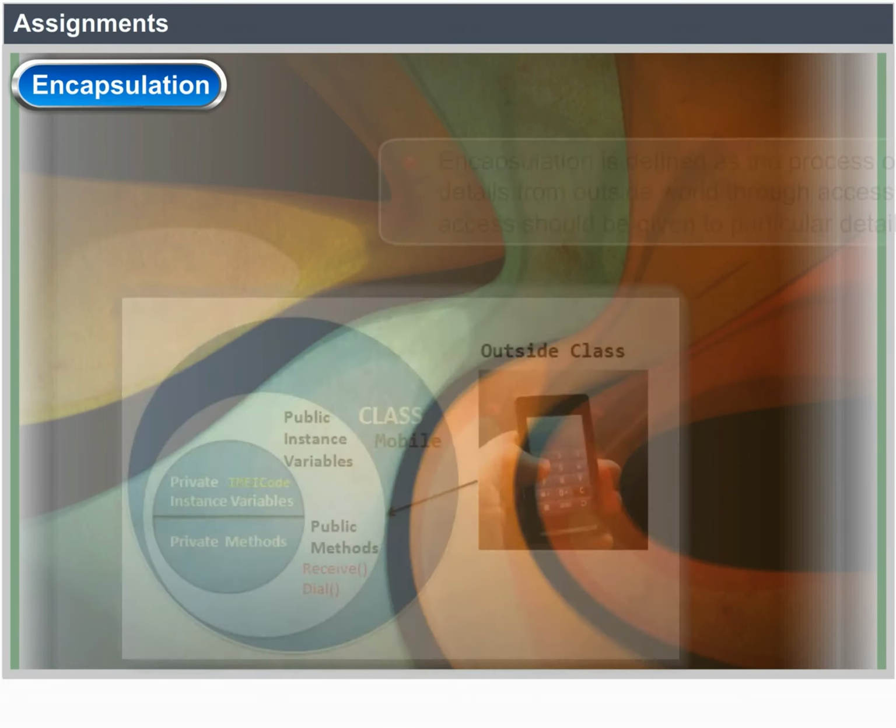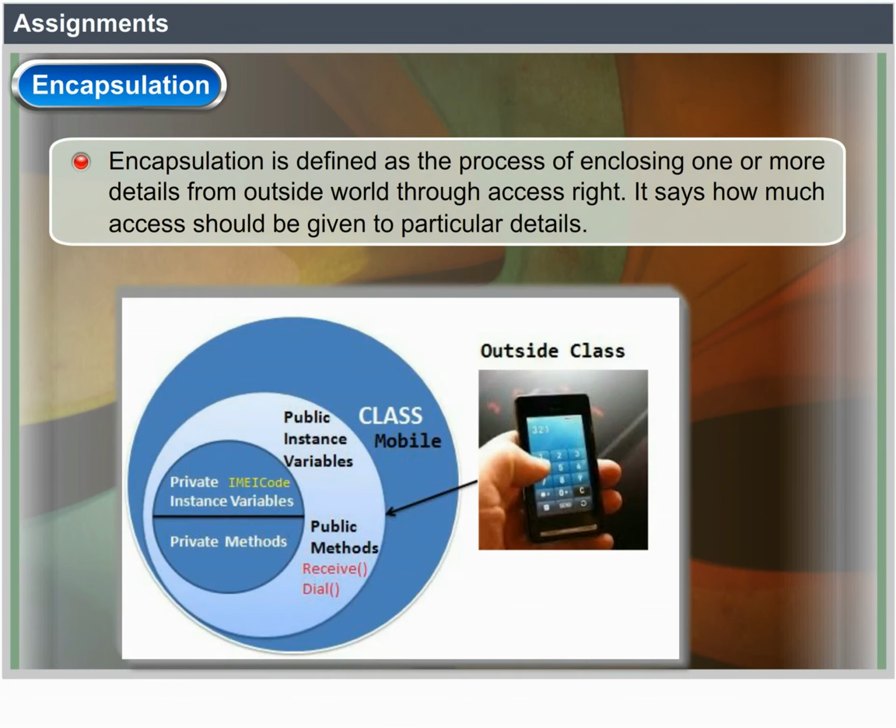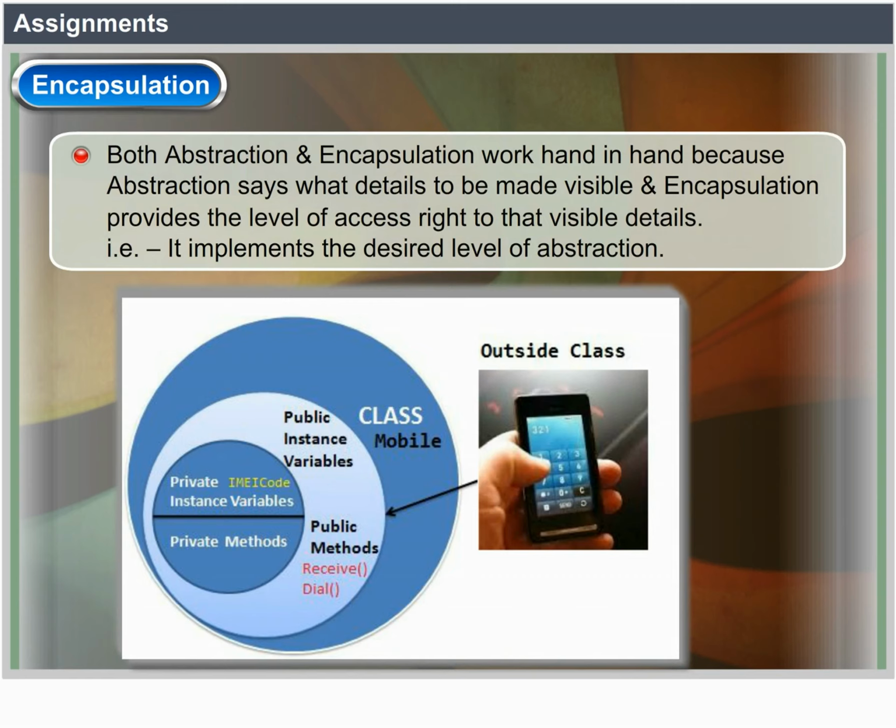Encapsulation. Encapsulation is defined as the process of enclosing one or more details from the outside world through access rights. It says how much access should be given to particular details. Both abstraction and encapsulation work hand in hand, because abstraction says what details are to be made visible and encapsulation provides the level of access right to those visible details. That is, it implements a desired level of abstraction.